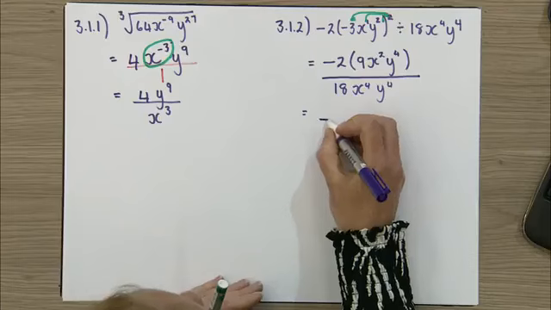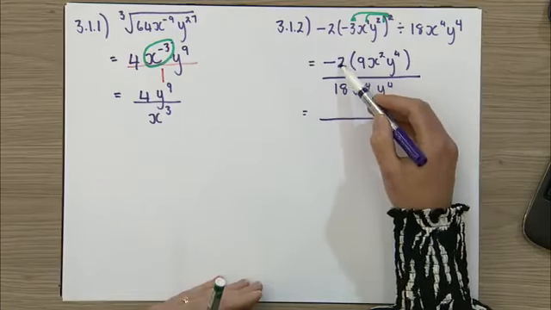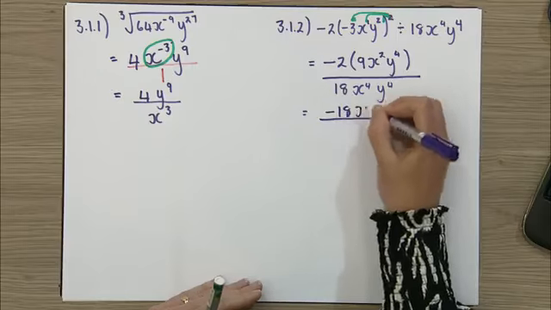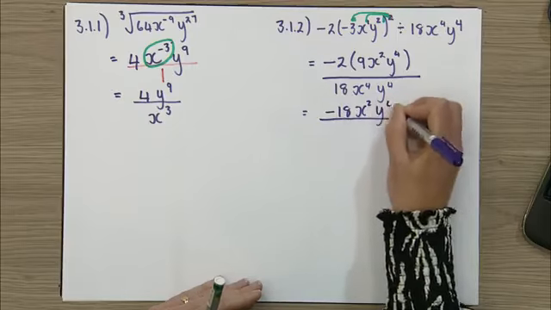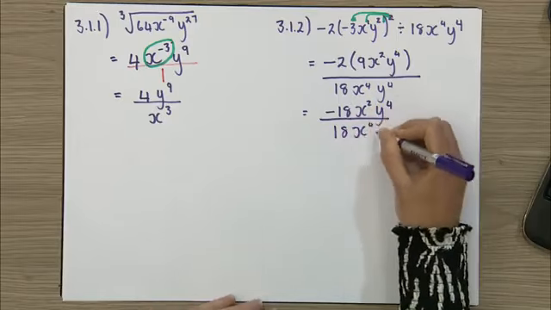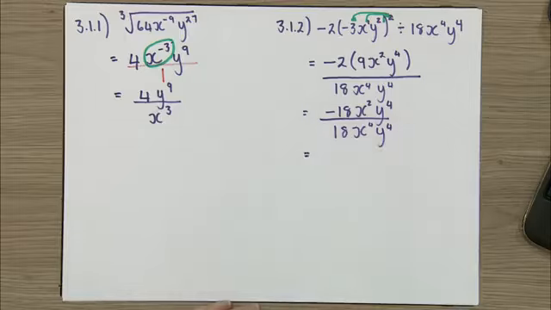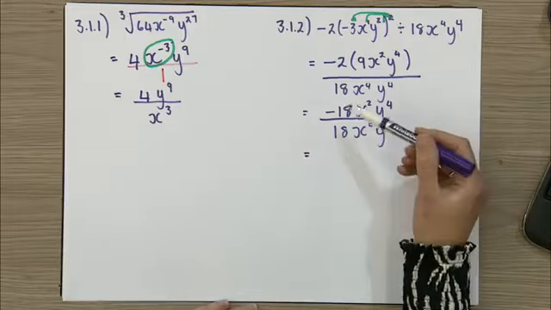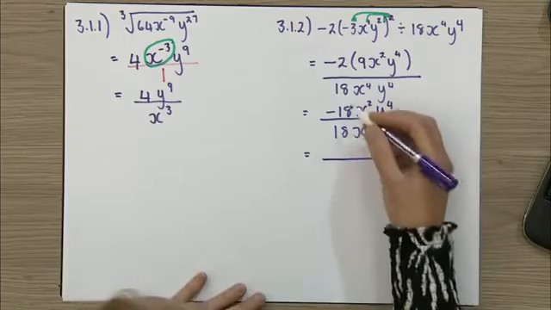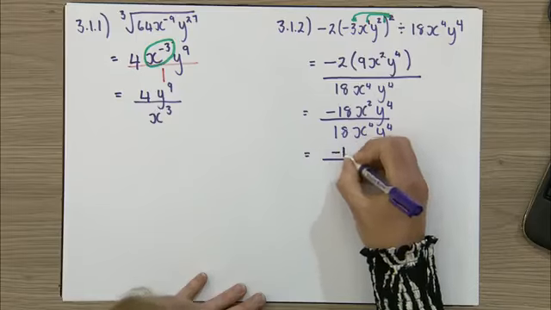So let's multiply my negative 2 into my bracket. Negative 2 times 9 is negative 18 x to the power of 2 y to the power of 4 over 18 x to the power of 4 y to the power of 4. And then I must remember to simplify. So, negative 18 over 18. 18 over 18 is 1, so it will be negative 1.